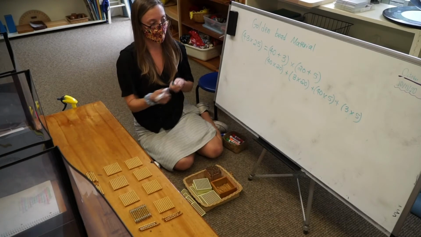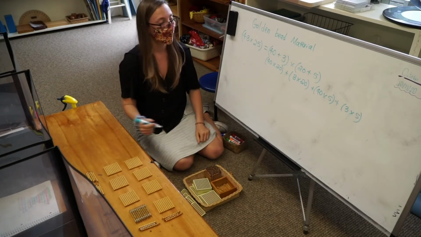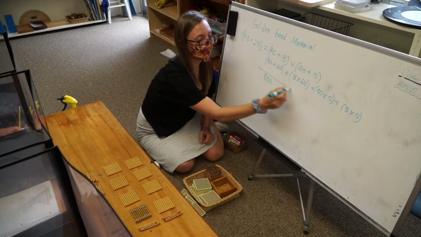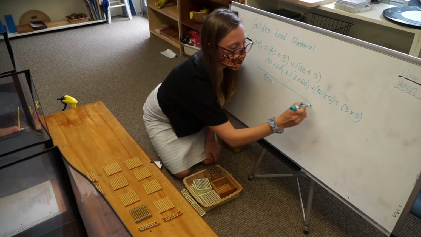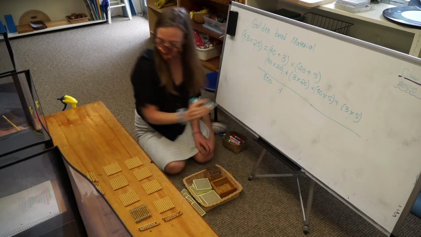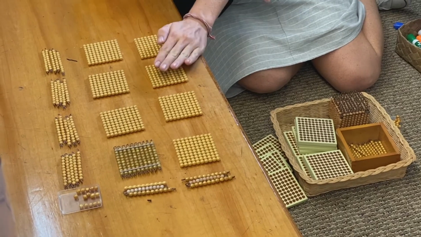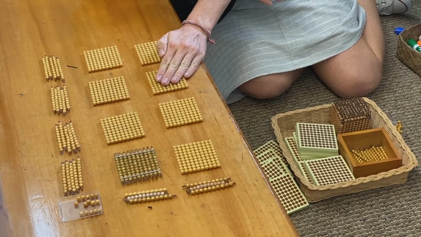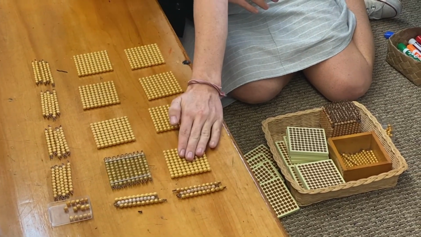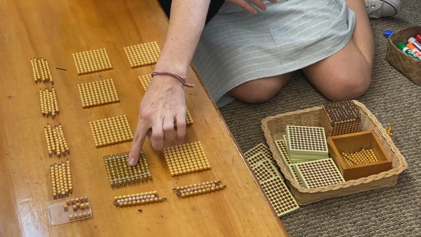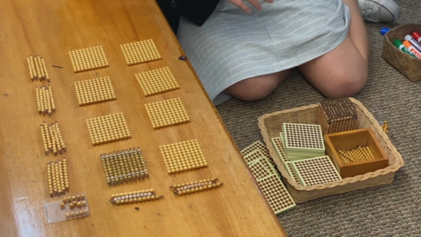What's 40 times 20? 800. Okay, so we're going to do the math underneath here. Look here. Let's count how many we laid out. 100, 200, oh, are we right? Yes.